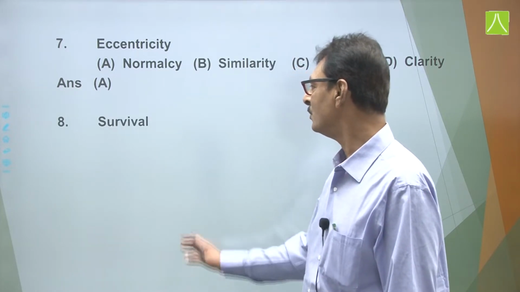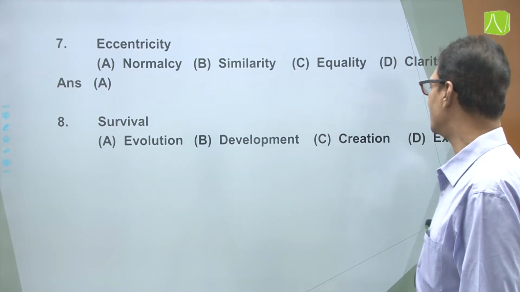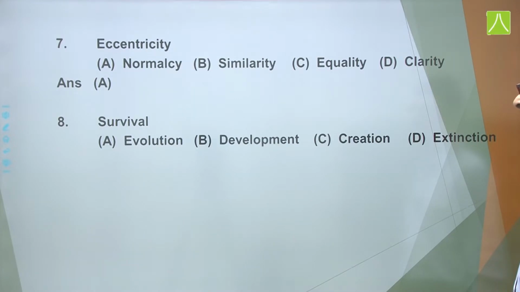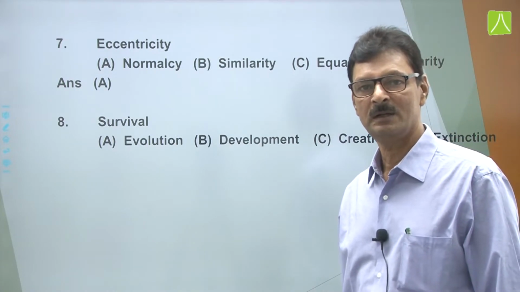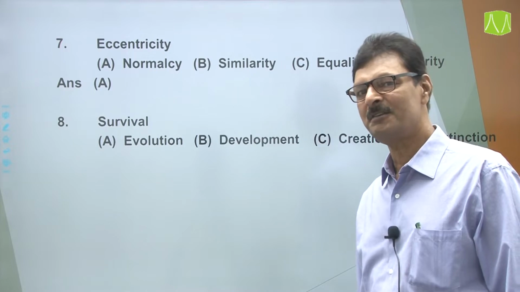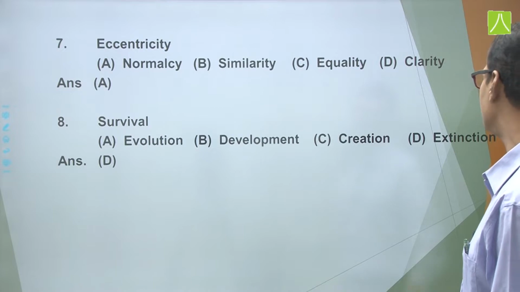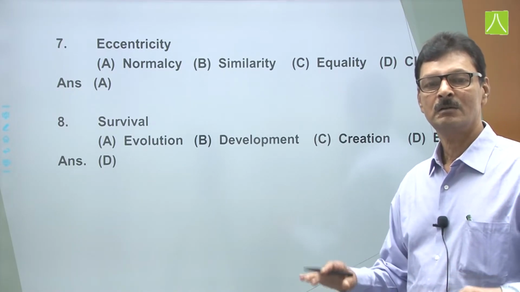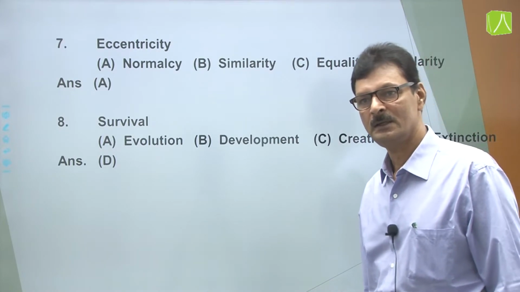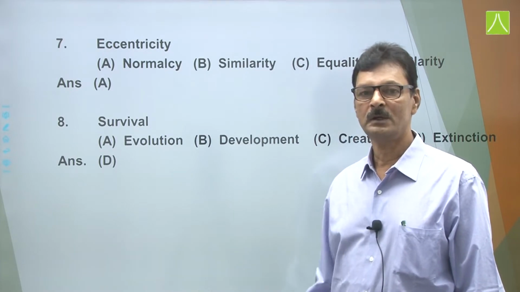One more word in front of you, survival, easy word with 4 antonyms: evolution, development, creation or extinction. What do you feel? What do you think should be the antonym of this word survival? Yes, it is always survival of the fittest. तो क्या होगा इसका आंसर? The opposite will be extinction. Survival जो है extinct, जो विलुप्त होता जा रहा है over here. Yes, D is the antonym for the word survival.